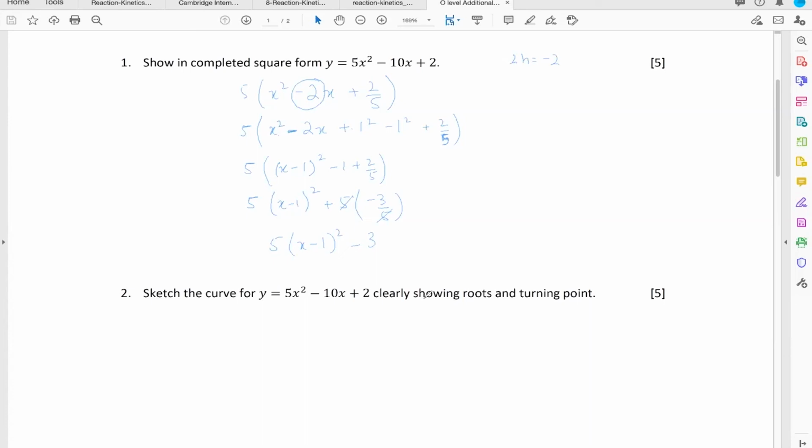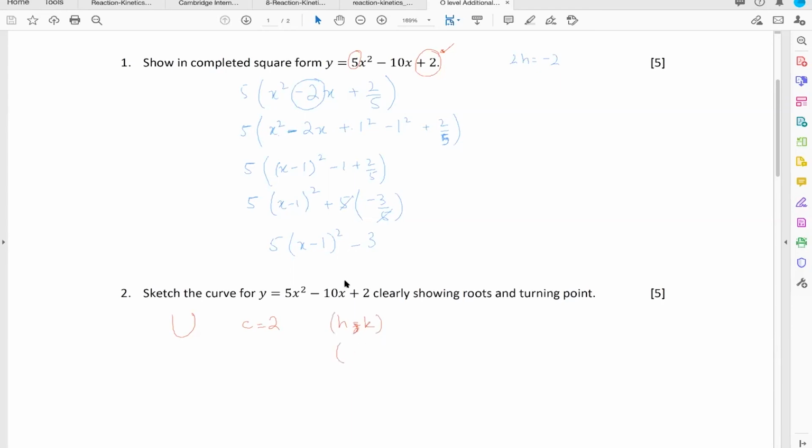Okay, sketch the curve. What should the students do here? They already know the completed square form. They already have the polynomial form. So judging by this value, 5, what can the student know about the sketch? Sir, it's going to be in the shape of a U. Very good. So the U is there because it is positive. What can the student know from this plus 2? So the intercept, or c, is equal to 2. Very good. Okay. And what is h or the vertex? What is the vertex? Remember, vertex is (h, k).